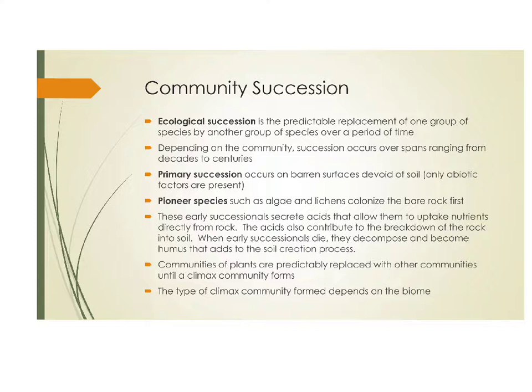So pioneer species such as algae and lichens are the first to colonize the bare rock during primary succession. These early successionals, and they're not plants, algae and lichens are not plants, secrete acids that allow them to uptake nutrients directly from the rock. They don't have roots, but they do secrete acids, and the acids dissolve the minerals in the rock, and then they're able to uptake those minerals from the rock. The acids they secrete also contribute to the breakdown of the rock and facilitate the turning of that rock into soil.